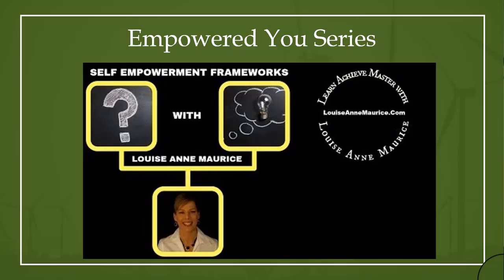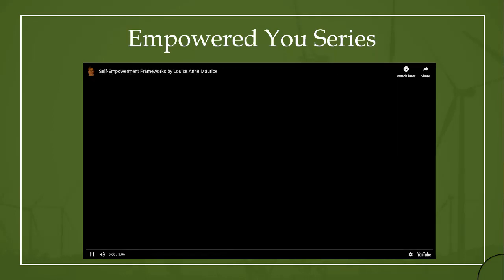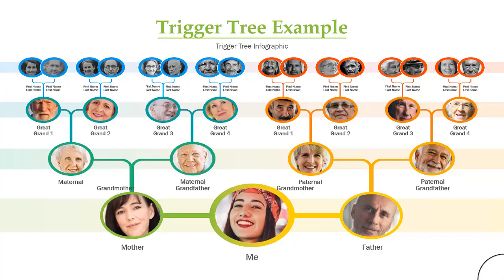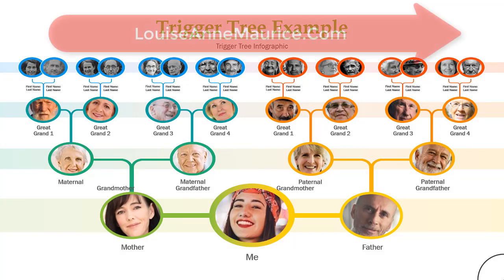Now, you have gone through the Empowered You series. If you didn't, I will leave the link below in the description box so that you can access that, because you will be pulling from the Empowered You series and everything that you learned in there. But when we start today, we're going to be looking at our first activity. Now, remember to go to louiseandmaurice.com to download the activity PDF that I have for you.